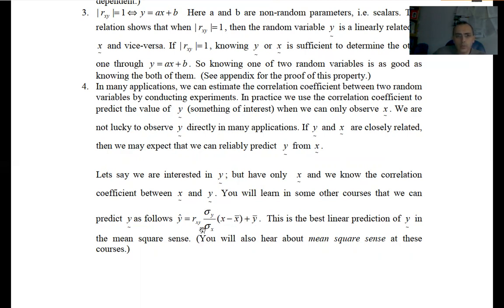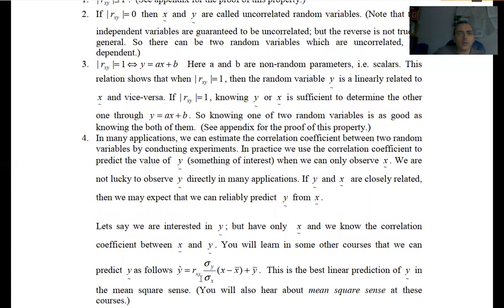Correlation coefficient appears over here. Standard deviations appear over here. And these are the mean values for the random variables x and y. Okay, so this is a predictor for y. And we will be deriving this, it's an optimal predictor actually, in the mean square sense, in our lectures later on. But as you see, given x, I can apply this for the prediction of y.